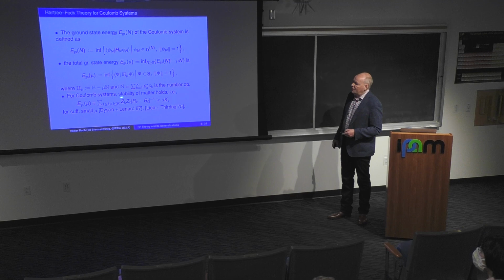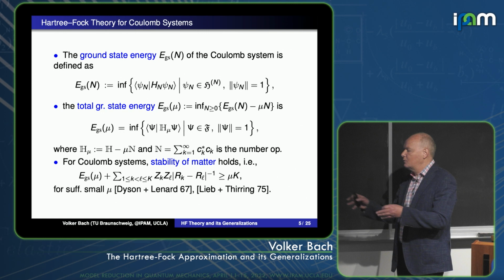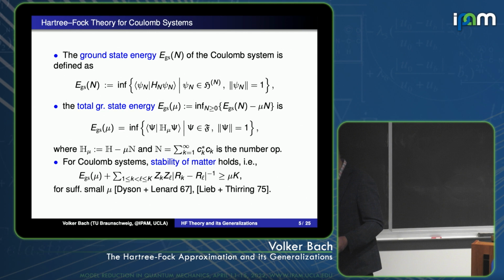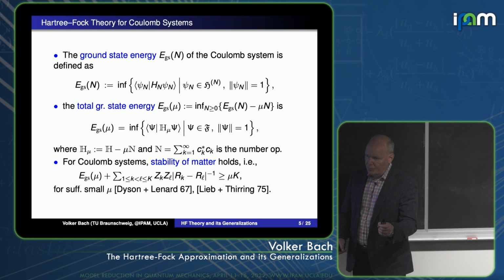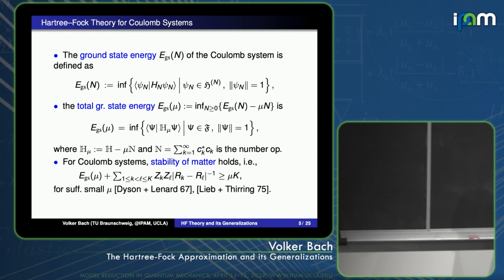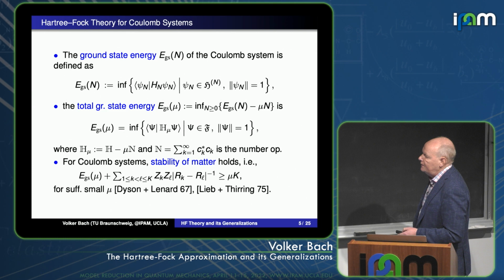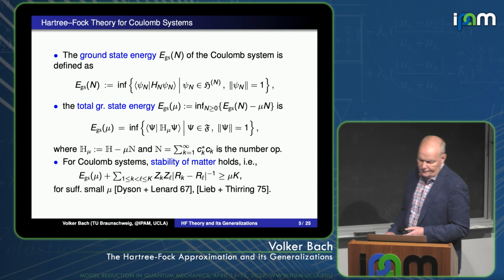And stability of matter means that the total ground state energy, for a sufficiently small chemical potential mu plus the repulsion of the nuclei, is bounded below by mu times the number of nuclei. One can rearrange this inequality, and then it says that the total energy of the system is bounded below by a constant times n, the number of electrons, plus k, the number of nuclei. So that's stability of matter, and that was first proved by Dyson and Lenard in 1967. And then Lieb and Thirring gave an improved proof, so to say, in 75.